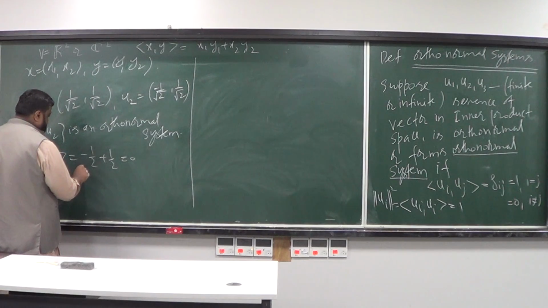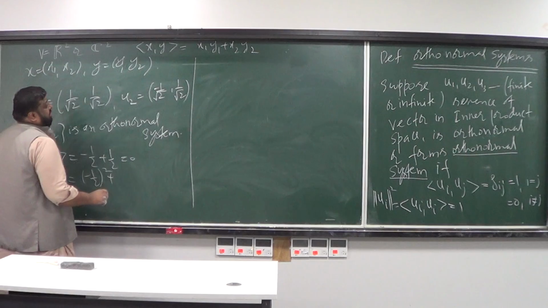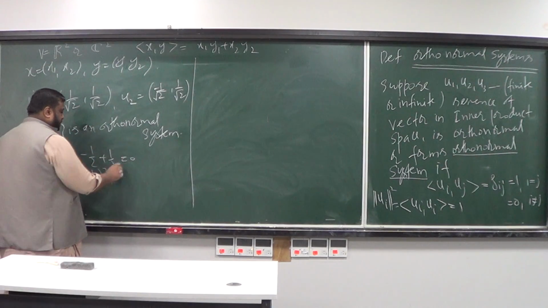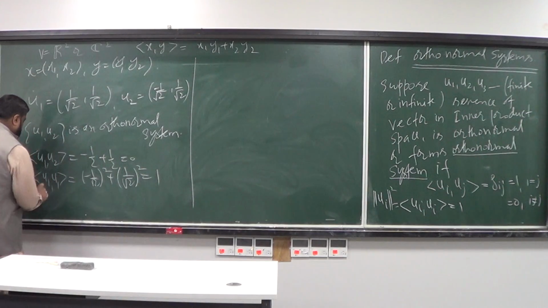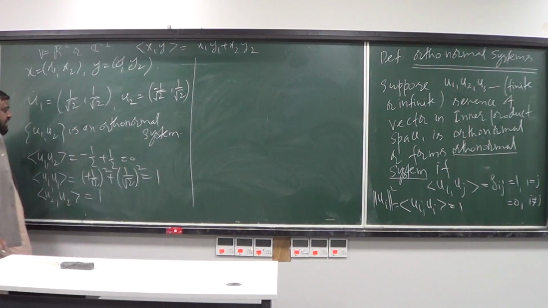what? You're going to get (minus 1 over 2) squared plus (minus 1 over 2 square root of 2) squared plus (1 over square root of 2) squared, so it's going to be 1. And similarly, if you compute u2, u2, you're going to get 1 as well. So this is one example of an orthonormal system.